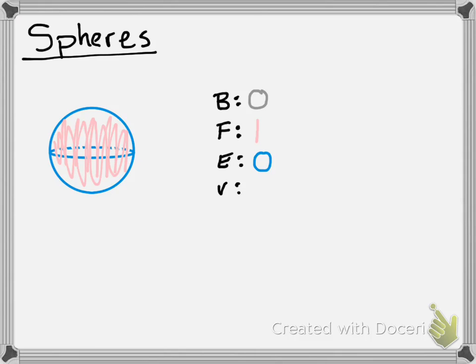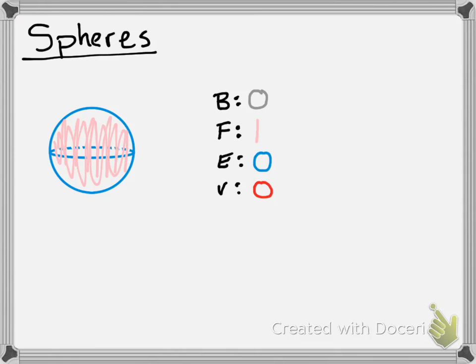All right, now, so what about vertices? Well, if I don't have any edges, then how can two or more edges meet? So I must have 0 vertices. Okay, and there's no corners on a sphere. It's all round. It's all flat. So there's no corners, so there's 0 vertices on a sphere.